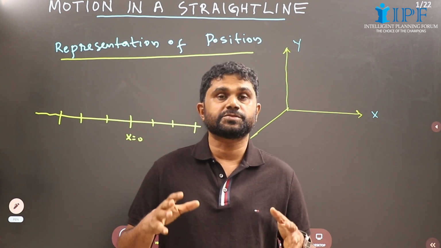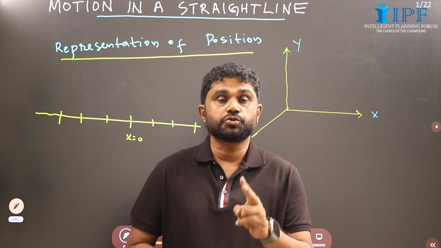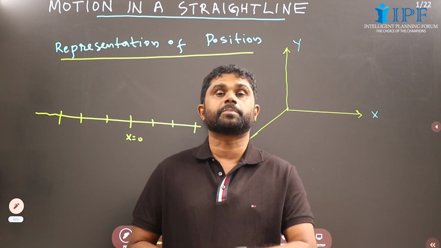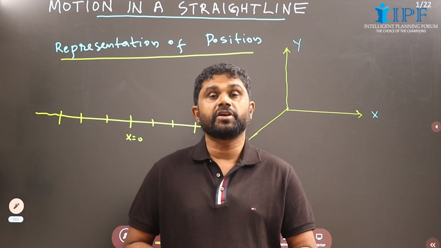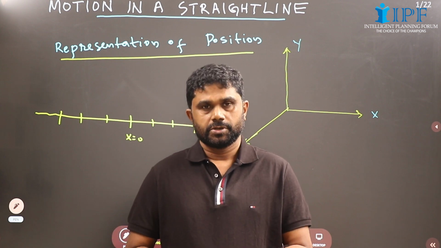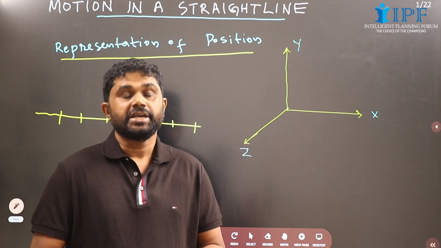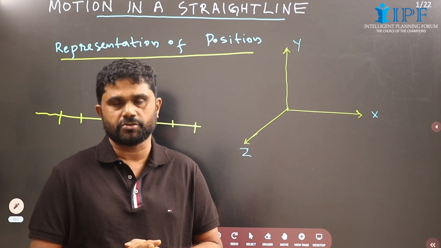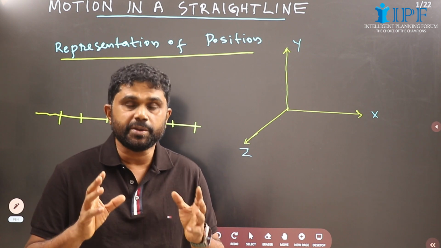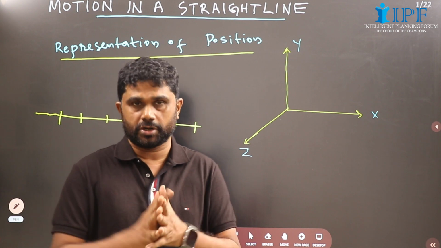But when the body is moving in a plane, you will have to choose two axes, and those two axes must be mutually perpendicular. When the body is moving in three-dimensional space, we will require three axes. All the three axes must be intersecting at the origin. Any line can be chosen as the x-axis or y-axis or z-axis. Only thing is that they must be mutually perpendicular and they must be in the counterclockwise order.